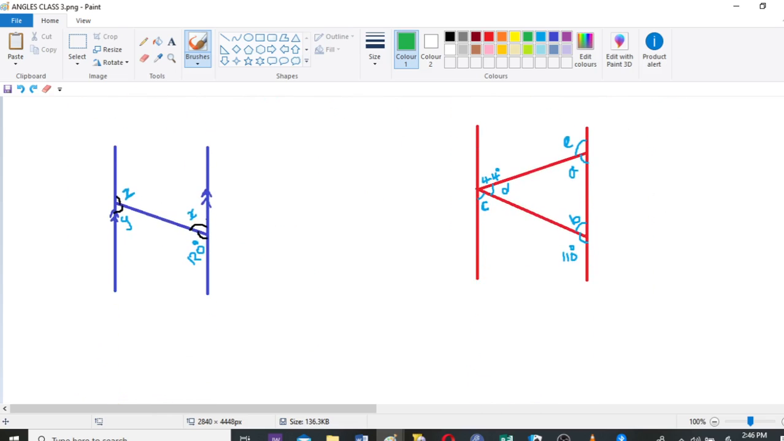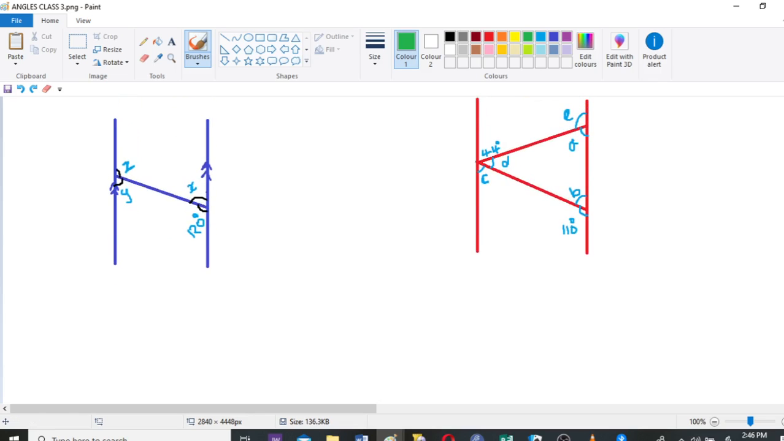Okay, now let's look at this one. We need also to apply some properties here. So we need to find the value of x, y, and z. Okay, we start with x. You can start with anything, and there are so many ways that you can use to calculate for x here.